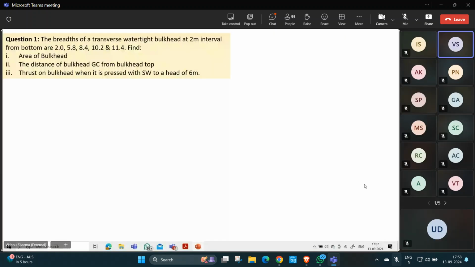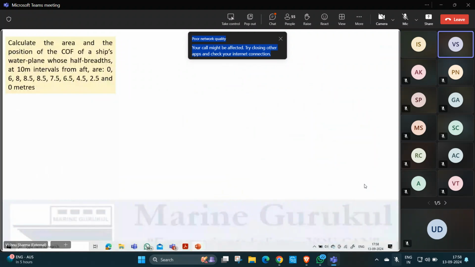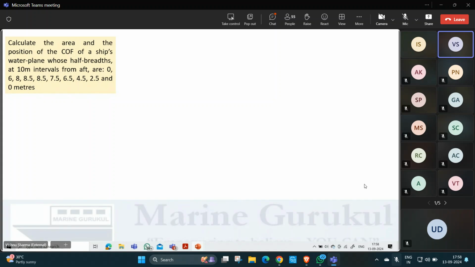Whenever half ordinates or semi ordinates are given, what is recommended that you should do? You should make them double and use the full ordinates. Right, guys? Correct. The question is: calculate the area and the position of COF, center of flotation, of the ship's water plane area, whose half breadths at 10 meters interval from aft are given. It is 0, 6, 8, and so on. If you count them, the first thing you will count them. There are 10 of them.